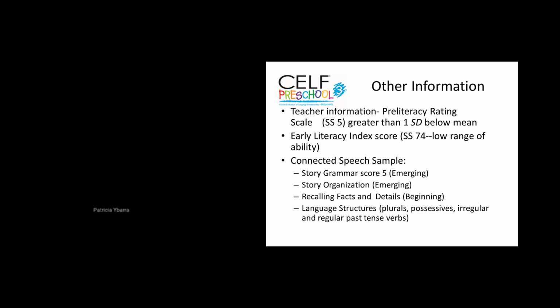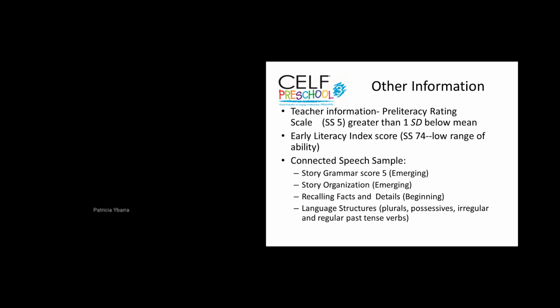So the teacher information on pre-literacy skills is reported, and the overall score was less than average performance. The early literacy score is in the low range of ability. Again, we have to factor in the child's history and that she's been receiving direct instruction with this kind of content when some 4-year-olds have not, okay? Because it was reported that she's been in preschool for almost a year.